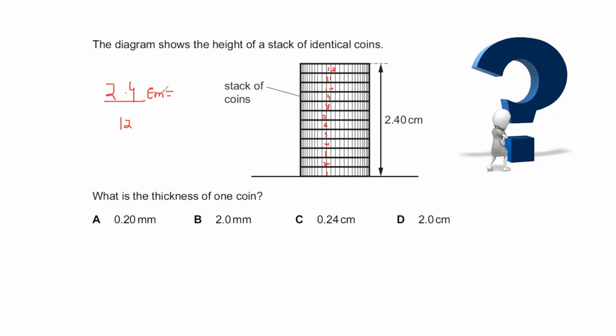So when it is 2.4 divided by 12, this will give you the answer as 0.2 centimeter. Is there any option 0.2 centimeter? We don't find any option as 0.2 centimeter. But when we convert this centimeter into millimeter, to convert centimeter into millimeter, we multiply by 10. So 0.2 multiplied by 10, what will I get? I will get 2 millimeter. That is why B is the right answer. Is it clear? Is it clear to everyone?